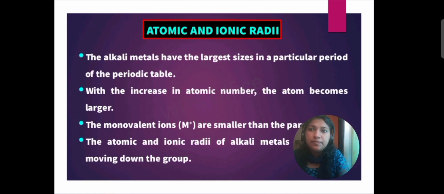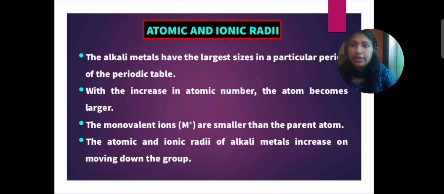Then atomic and ionic radii. The alkali metals have the largest size in a particular period of the periodic table. With the increase in atomic number, the atom becomes larger, because the size increases.